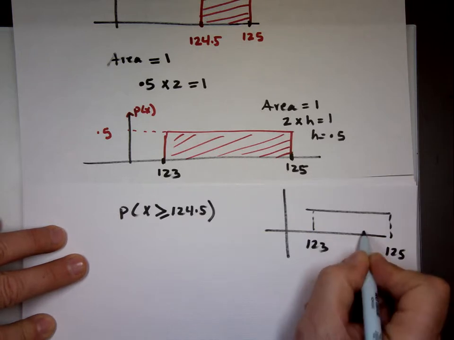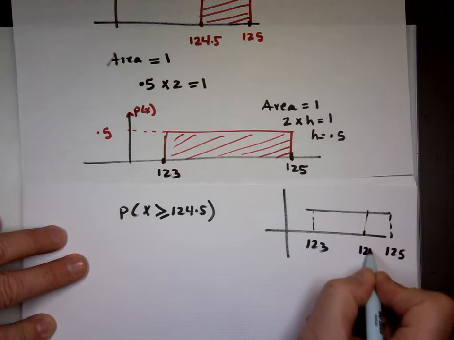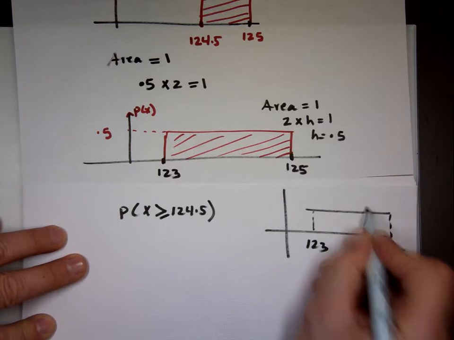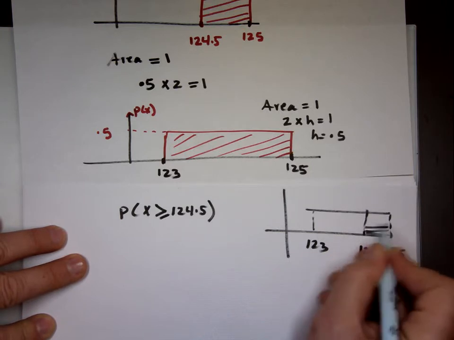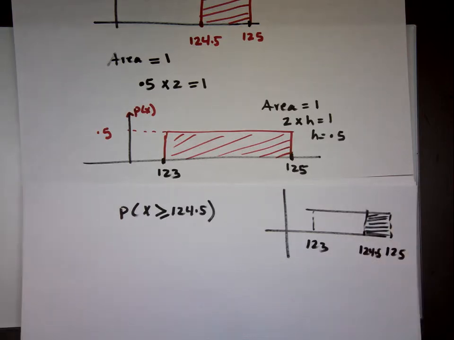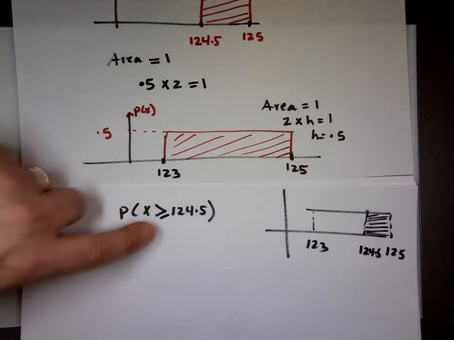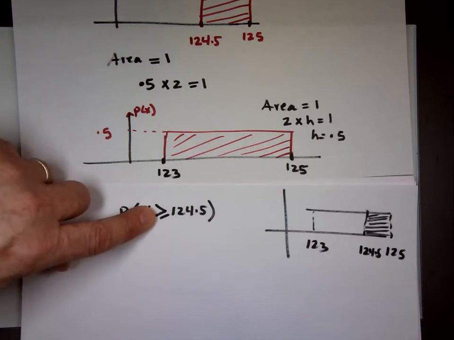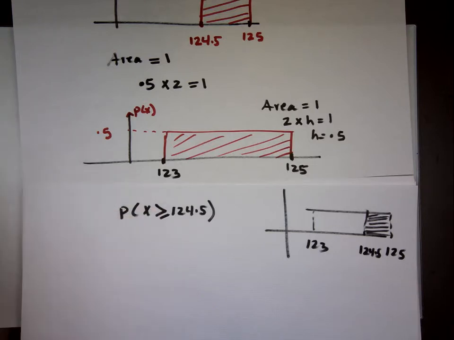So this is the 124.5. It says greater than or equal to. So we're talking about that area. That's what we're talking about. Has to be bigger than 124.5 or equal to. A line itself does not have an area. So if I put equal or not equal, it doesn't matter. A line does not have an area because there's no thickness to it.